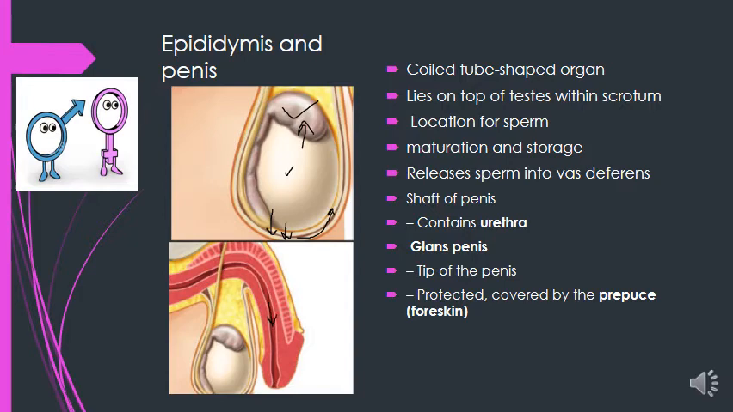Okay, now it also contains the urethra. It is a passage for the release of urine. It is known as the glans penis, the tip of the penis. The tip of the penis is protected by the foreskin. Here you can see in the diagram that the penis has a foreskin, which is very useful for protection and for the covering of the penis.